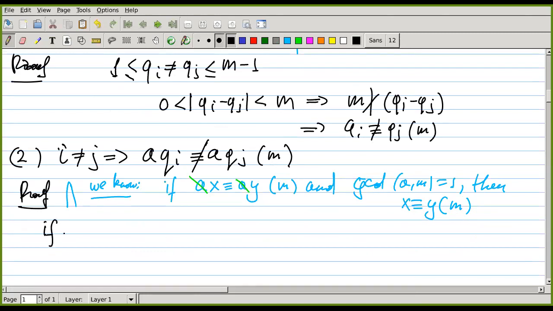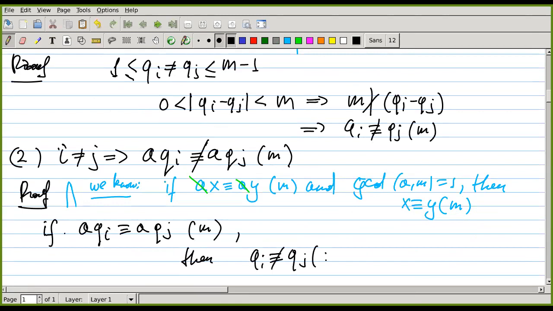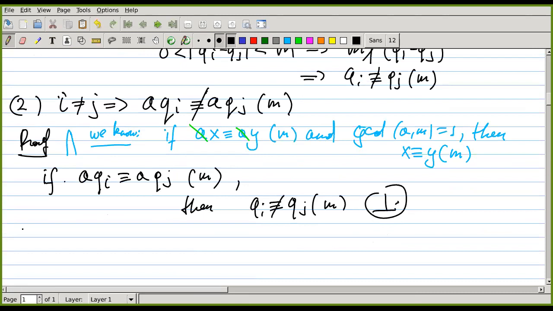Yeah. So if aQi were congruent to aQj, then of course Qi would be congruent to Qj, which is not the case. So they are not congruent. Aha! So they are pairwise not congruent. What's next? Let's define Ri to be the remainder which aQi leaves modulo m. Is it clear?